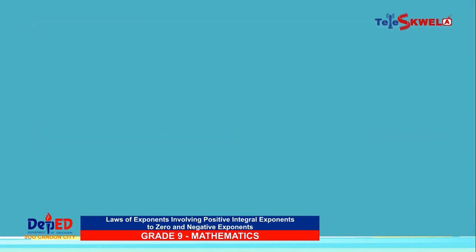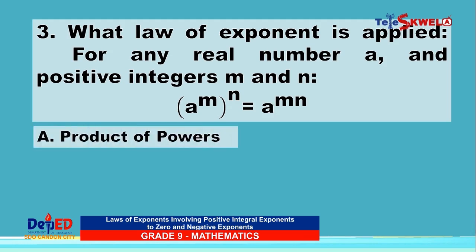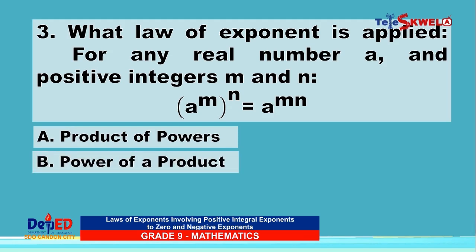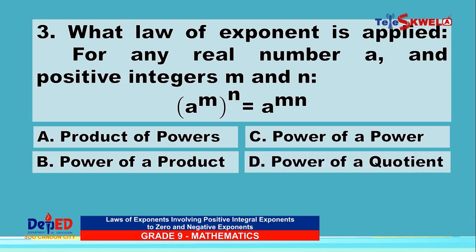Very good. Number 3, what law of exponent is applied for any real number a and positive integers m and n? The quantity a raised to m raised to n is equal to a raised to mn. Is it A, product of powers, B, power of a product, C, power of a power, or D, power of a quotient? The answer is C, power of a power.